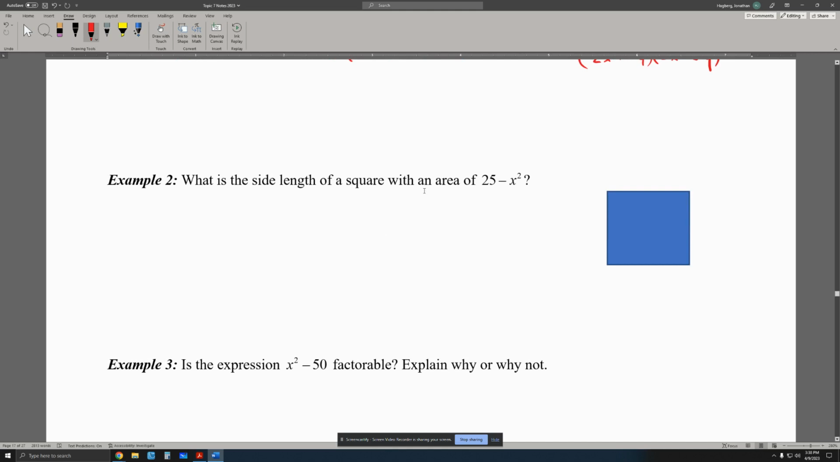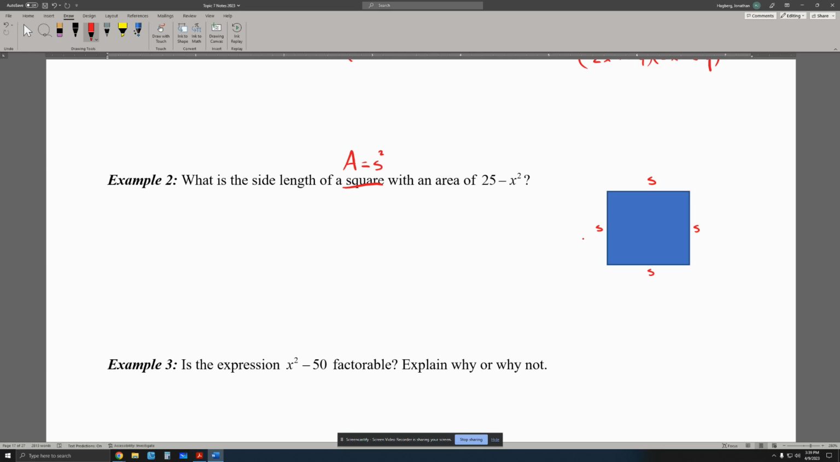Let's try example 2. What is the side length of a square with an area of 25 minus x squared? Well, because this is a square, that tells me that the area is equal to the side length squared. All the sides of a square are congruent, or they have the same measure. So all of them are equal to, we'll say, s. So if the area is s squared, and the area is 25 minus x squared, that tells me that each of those factors must be exactly the same.